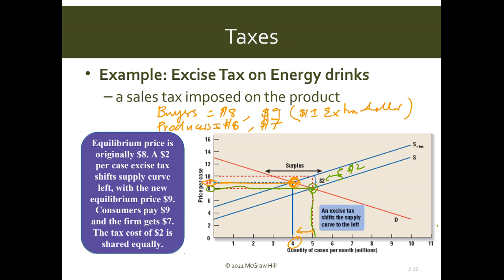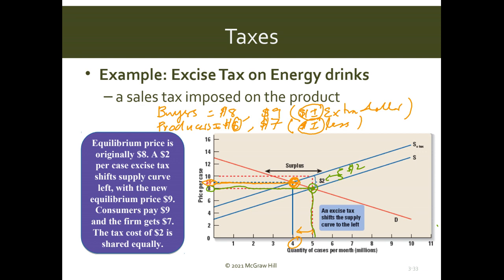So sellers now are losing $1. Okay, so $1 less. Before the tax, producers were earning $8. Now they are earning only $7. So notice the total amount of $2 excise tax: $1 is contributed by consumers and the other dollar is contributed by sellers. Although the tax is imposed on sellers, both buyers and sellers are bearing the burden equally, $1 each.